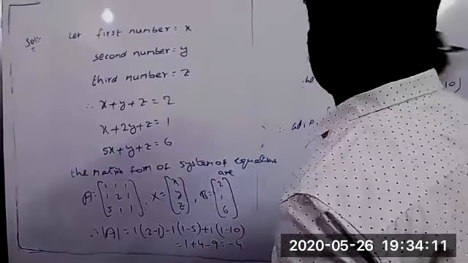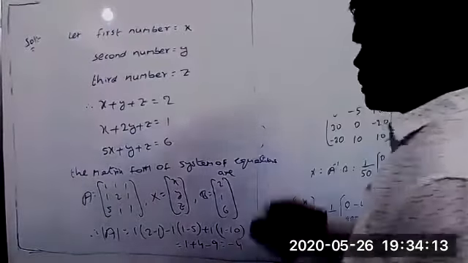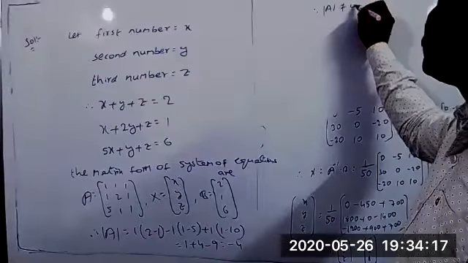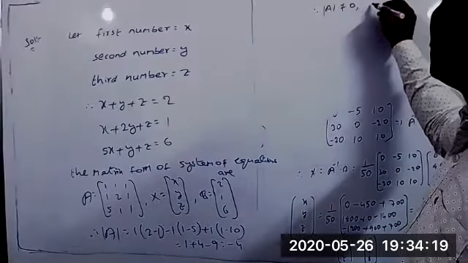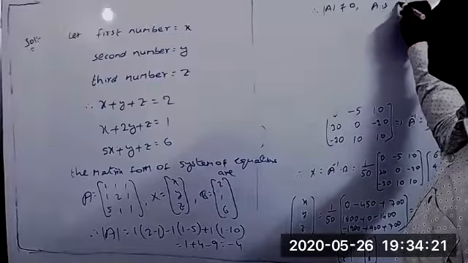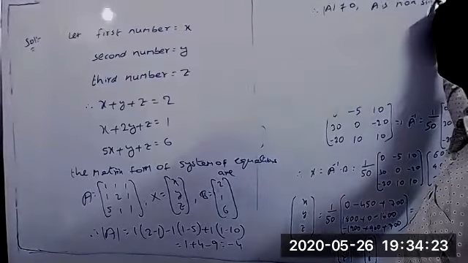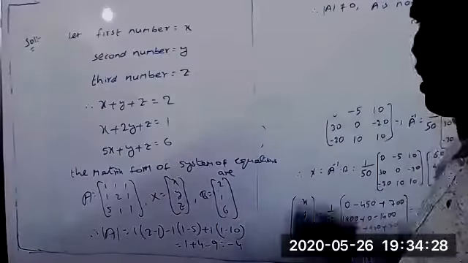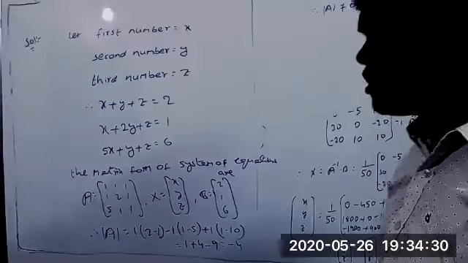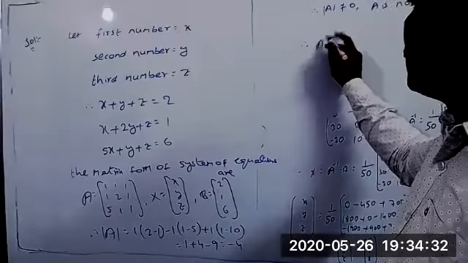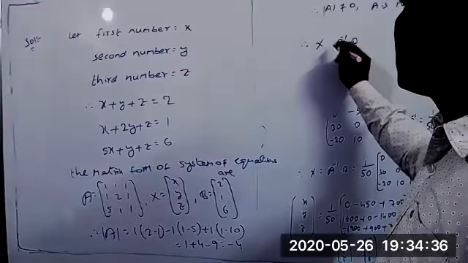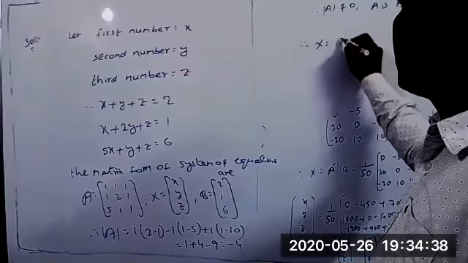So now we can write. Clearly, determinant of A not equal to 0, then A is called a non-singular matrix. Therefore, determinant of A not equal to 0. So clearly, A is a non-singular matrix. That means inverse will exist. Therefore, X equal to A inverse into B.